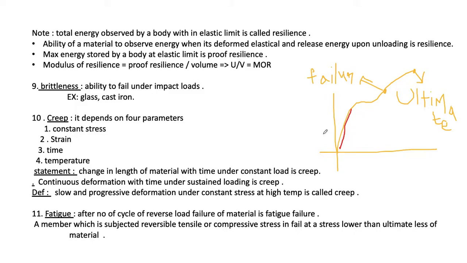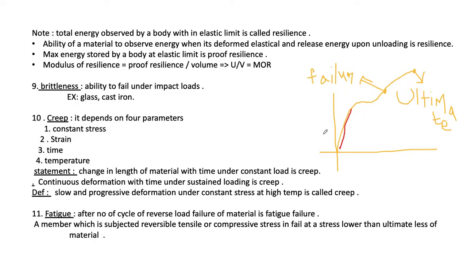Modulus of resilience can be written as MOR, and proof resilience is denoted by U and volume is denoted by V. Brittleness is nothing but the ability to fail under impact load. We have three types of load: impact load, sudden load, and gradual load.